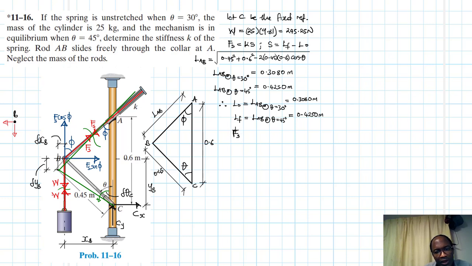So we have all the values, so we can calculate the value of Fs. Fs is equal to K times L final minus L original, or L naught, which is 0.4250 minus 0.3080. This gives us 0.117 K. Okay, so we have this value.